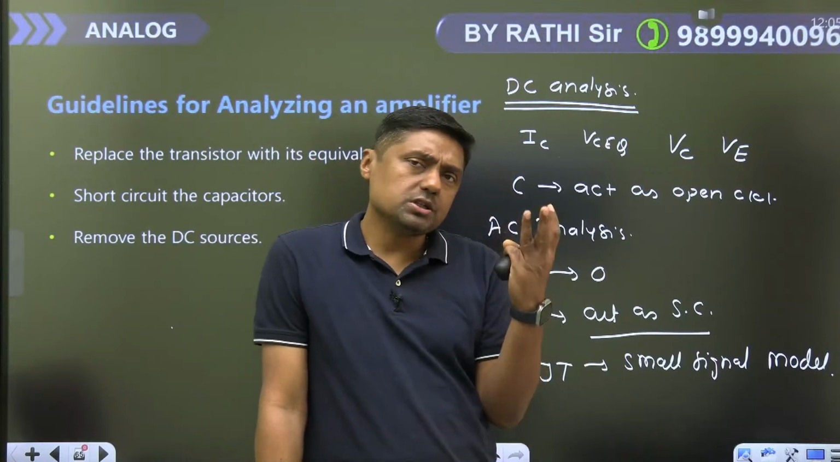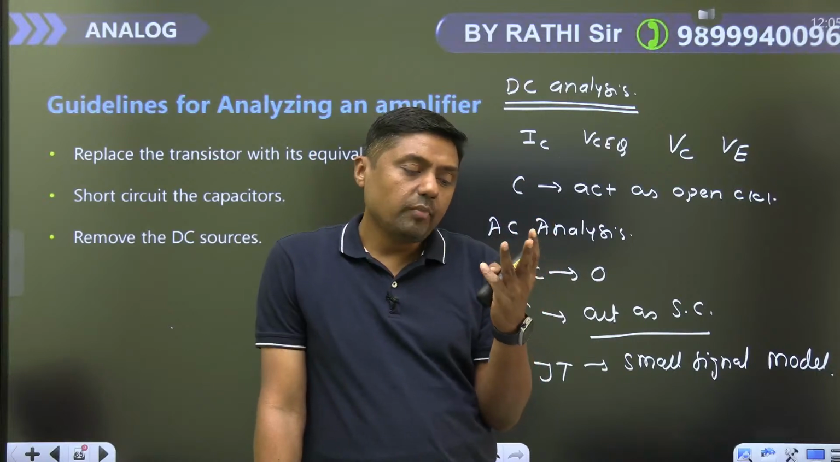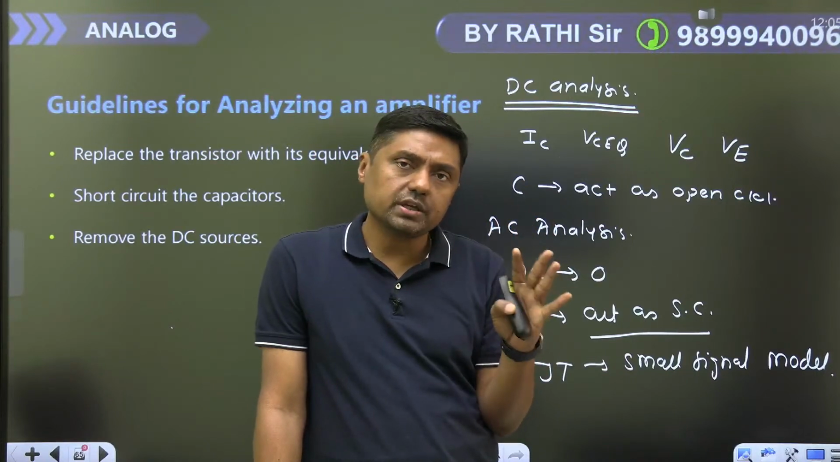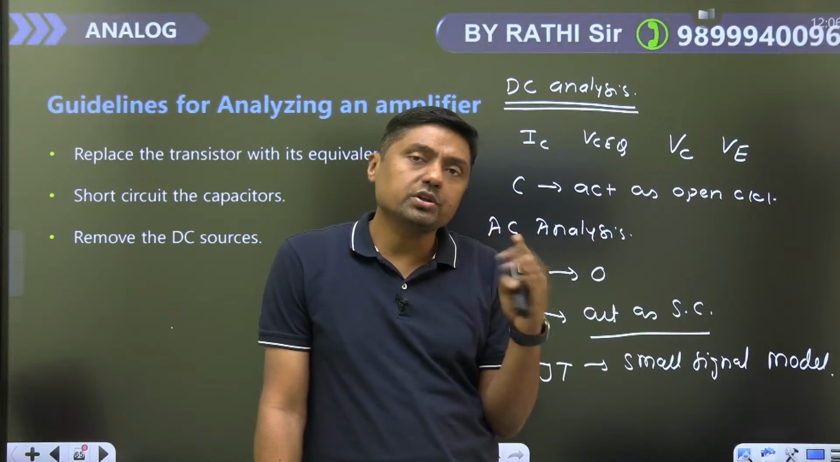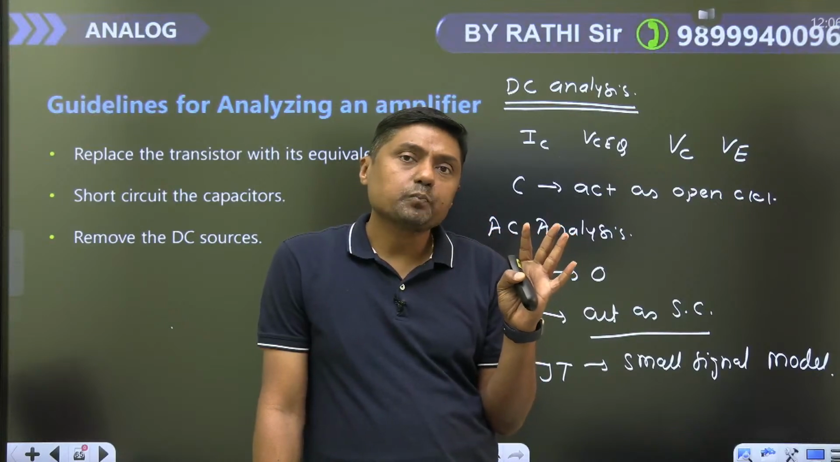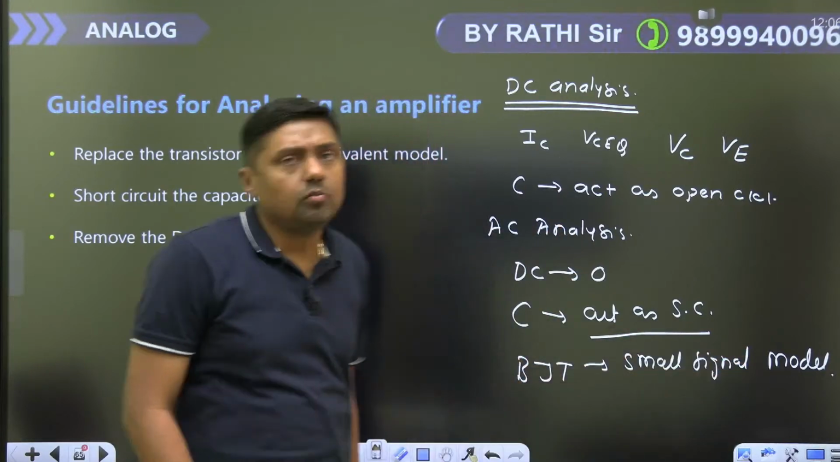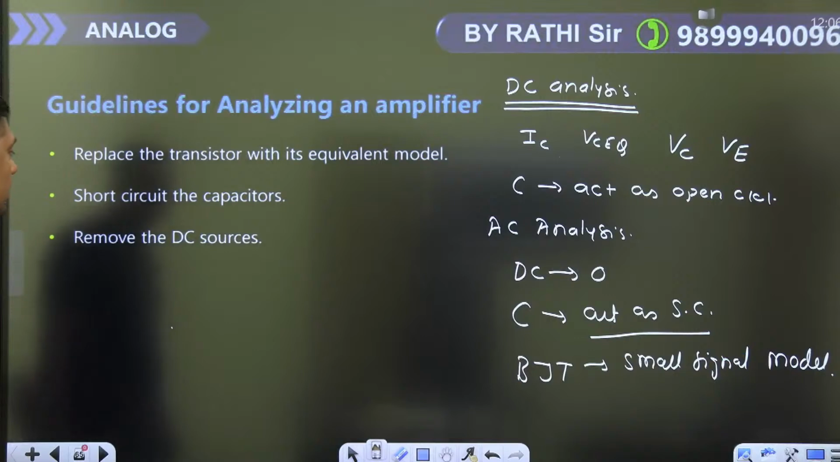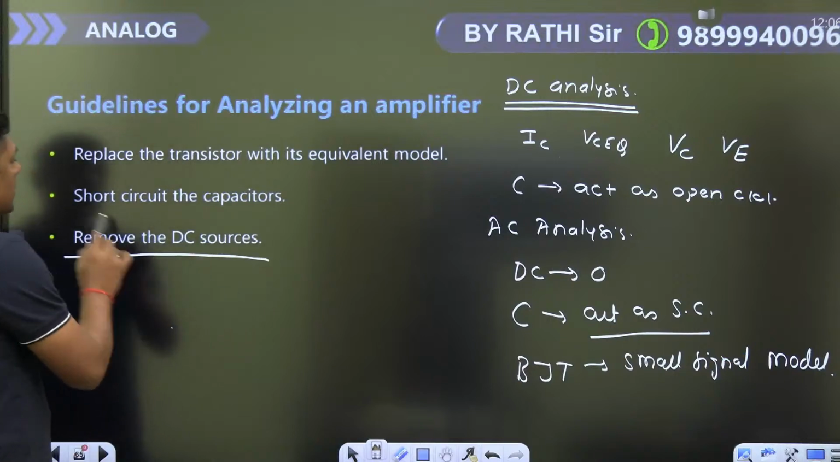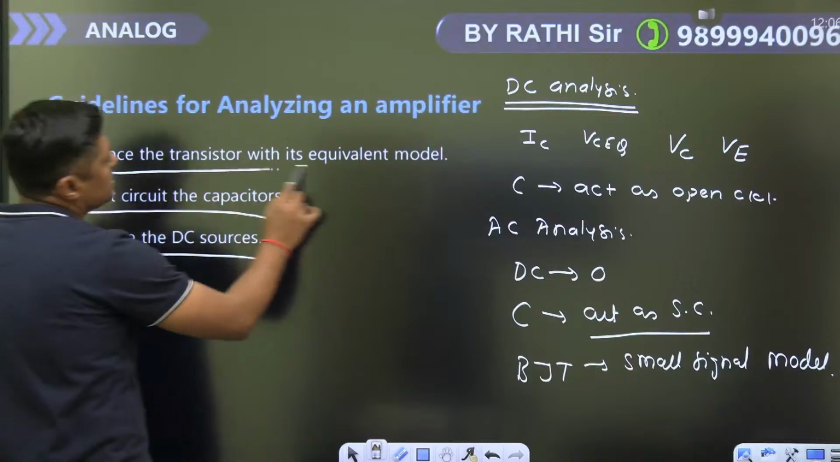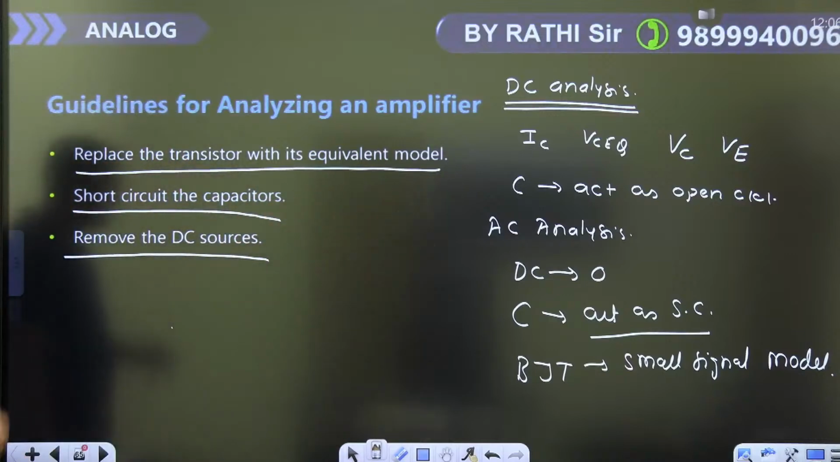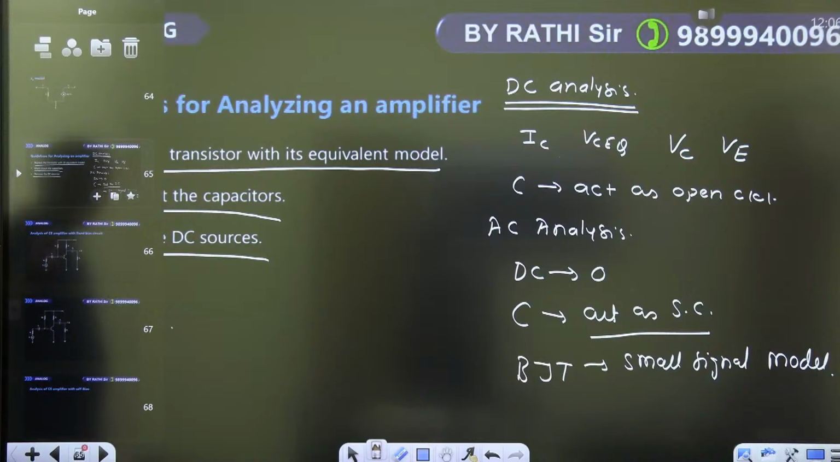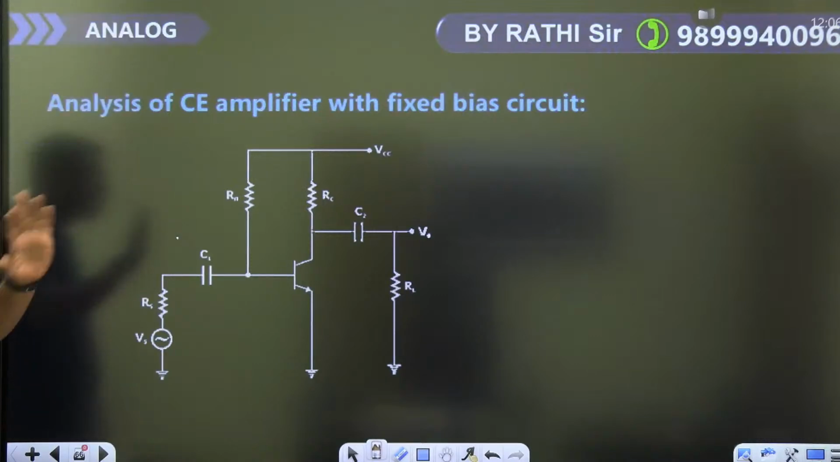So there are three precautions or three guidelines. First, all the capacitors will act as short circuit. All the DC sources tend towards zero, and then the BJT should be replaced by its internal model. Remove the DC sources, short circuit the capacitors, replace the transistor. When I talk about removing the DC sources, it means make it what? Zero. Make it zero. Now let me show you, look at the models. This is, first of all, the fixed bias circuit.